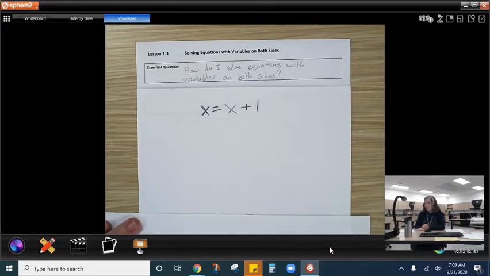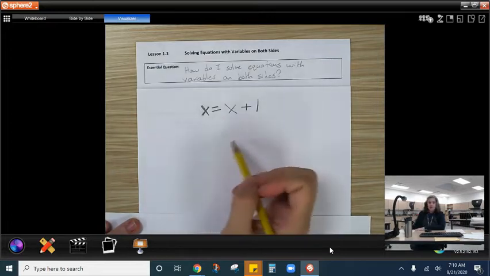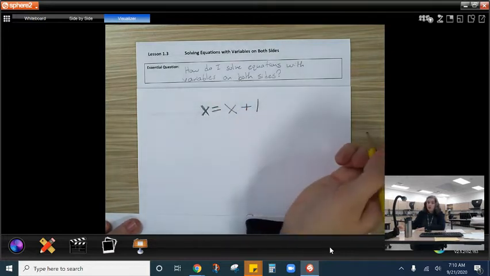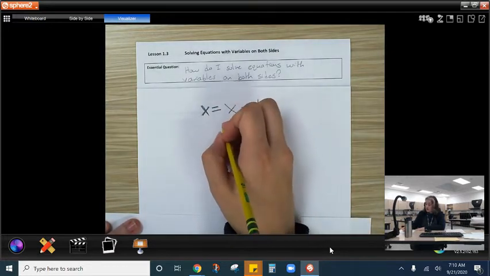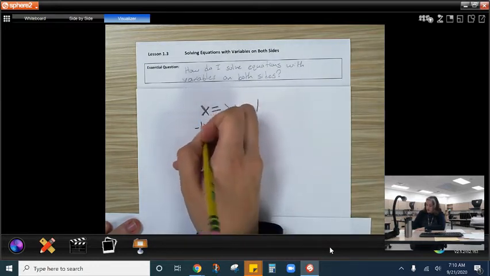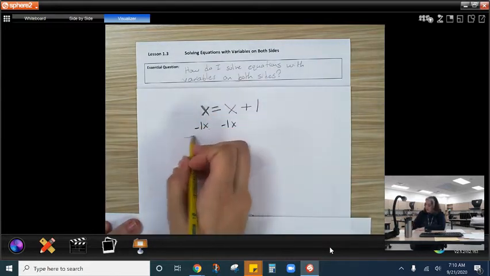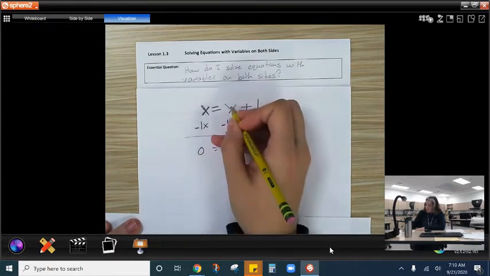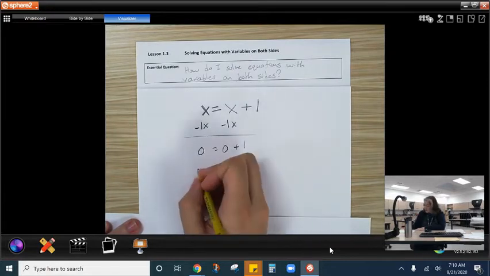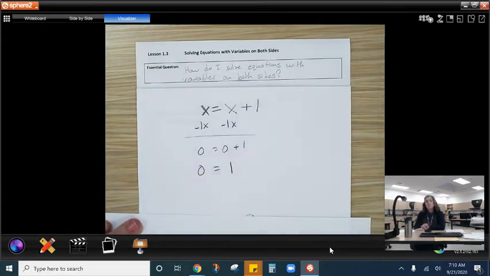We've looked at solving this before, right? We know we want to move the variables to one side. I'm going to pick to move them to the left side because then I don't have as much stuff. So that means I've got 1x here. The opposite of a positive 1x is minus 1x. So I have to minus 1x on both sides. So we get 0 equals x minus x is 0 plus 1. I can simplify that to 0 equals 1.